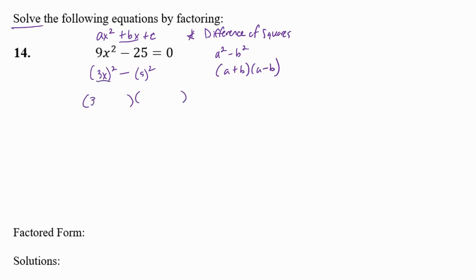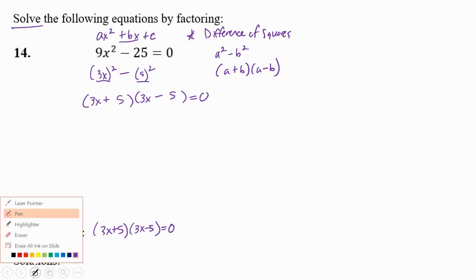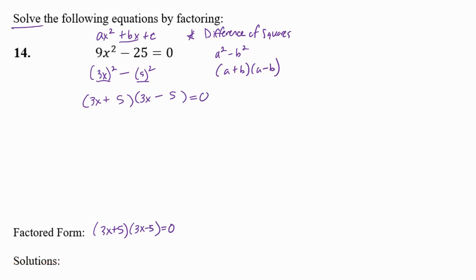This would be the first term in each. This would be the last term in each. And I need a positive and a minus version of it. That right there is factored form. So I'm going to go ahead and put that down here. 3x plus 5 times the quantity 3x minus 5 is equal to 0. Now I need to go ahead and solve it. So I'm going to say each one equal to 0 because I'm saying if this one times this one equals 0, one of them must be 0 to give me a product of 0.